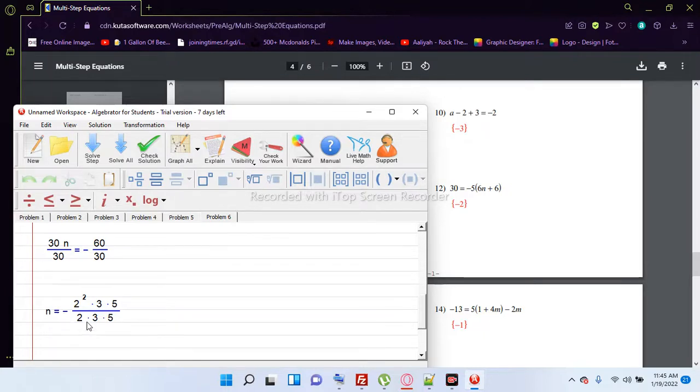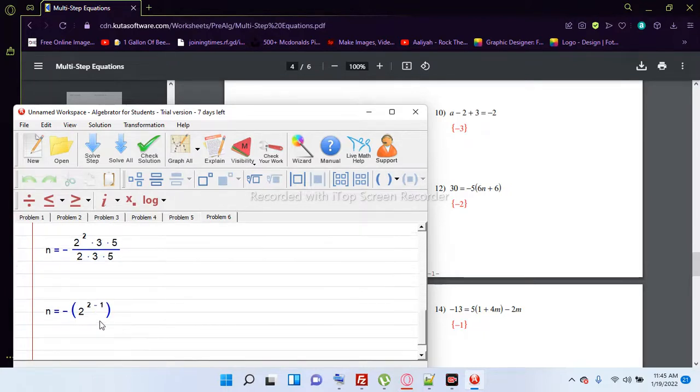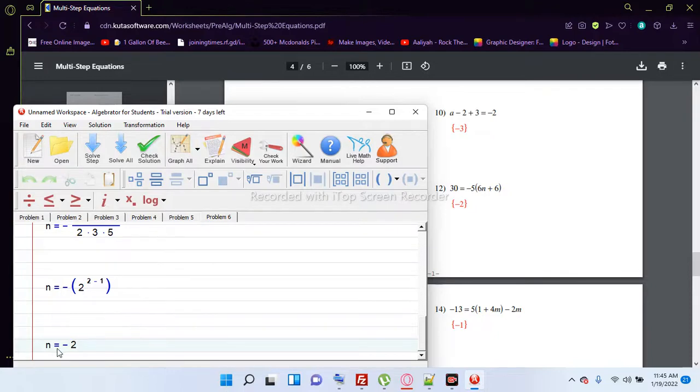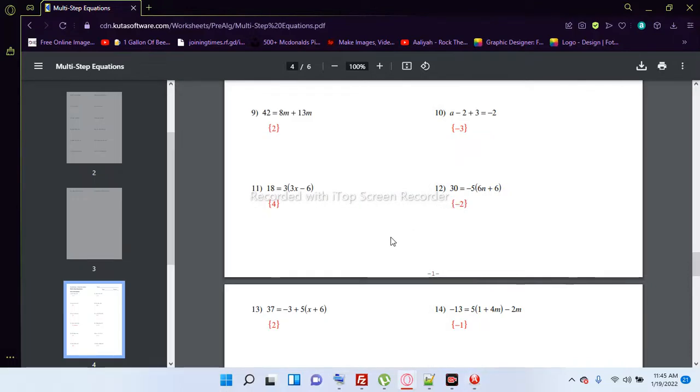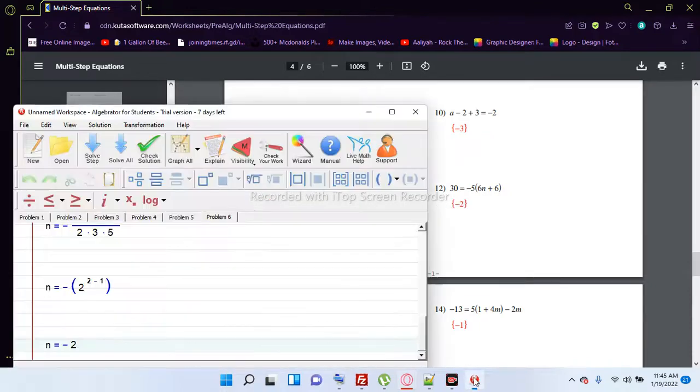N equals negative 2 times 3 times 5. And then it says n equals negative 2 to the second power minus 1. N equals negative 2. Great. N equals negative 2. Voila! You got it all right, and it shows all the steps to you.